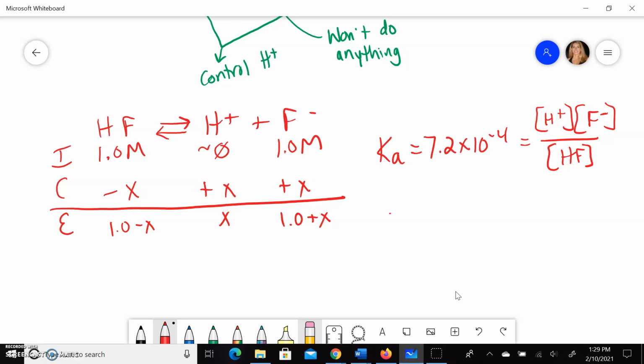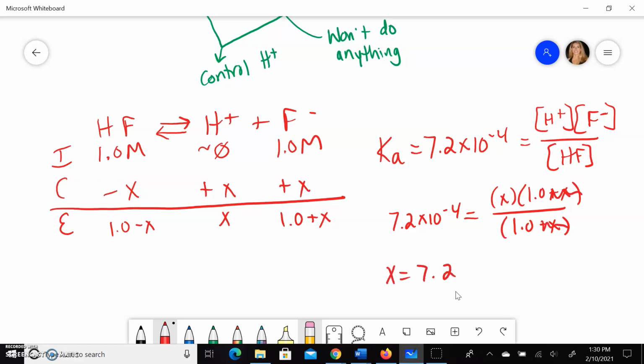And we can plug everything in. And we can go ahead and make the assumption, so let's cross off these x's that we're adding and subtracting, which means x is equal to 7.2 times 10 to the -4th. You should always check it, but the assumption is good.